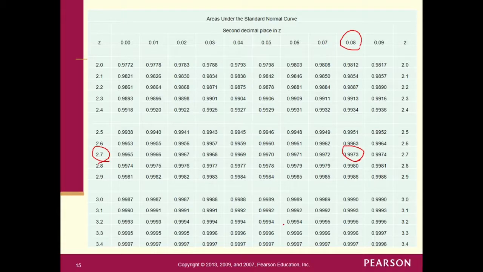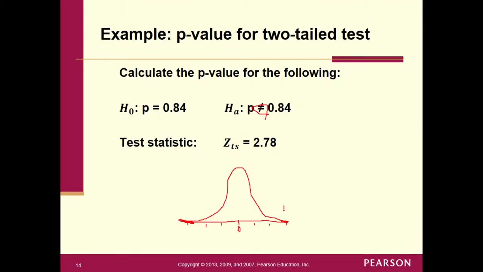Now be careful, this is where a lot of people go wrong. That means this area over here is 1 minus 0.9973. That means this is 0.0027. Well, that means this area over here is 0.0027. So you have to combine these two areas together to get your p-value. You can just multiply it by 2, or add them together, but our final answer would be 0.0054. Be careful. Take a look at that example and make sure that you understand, okay?